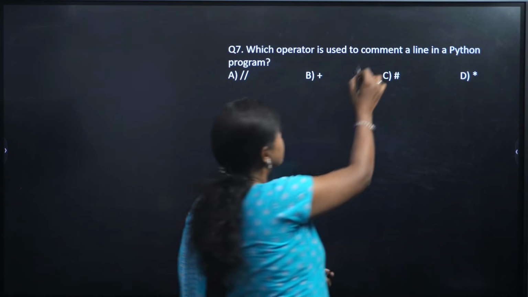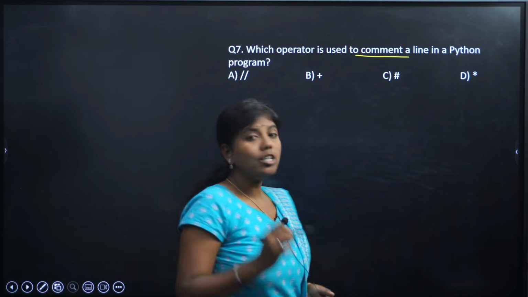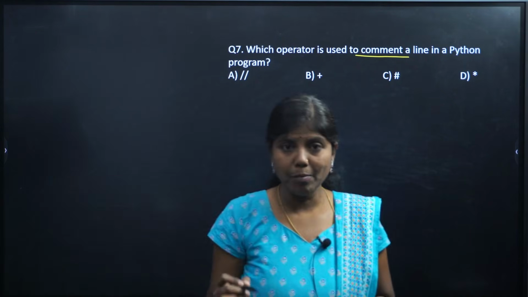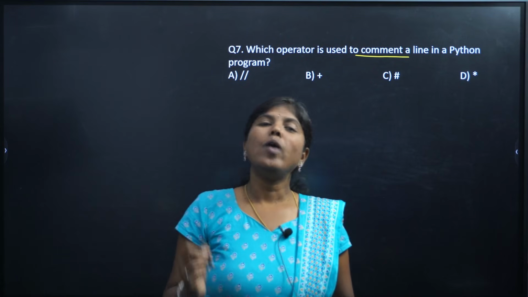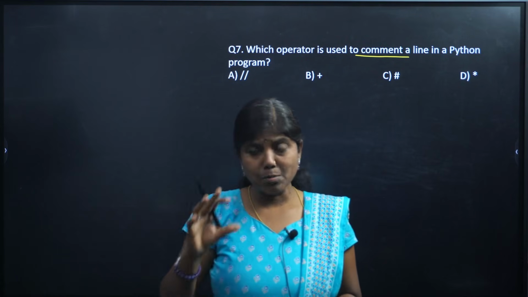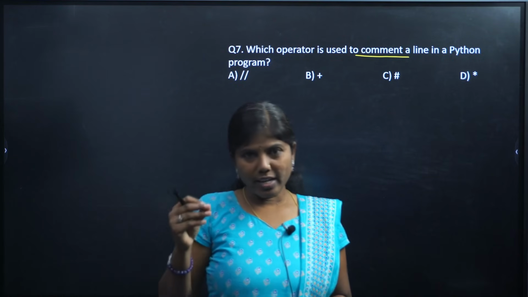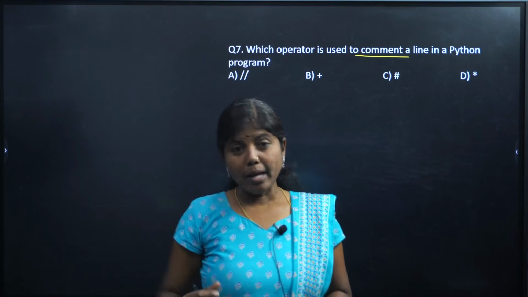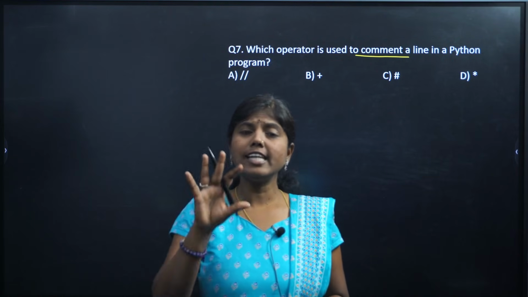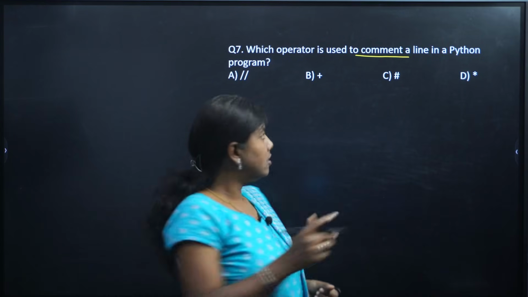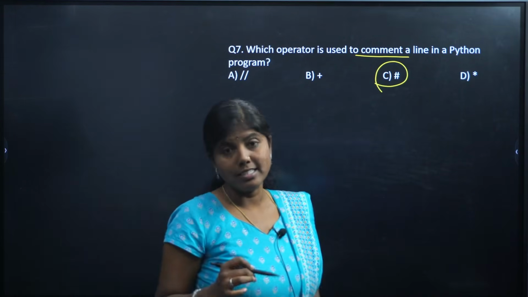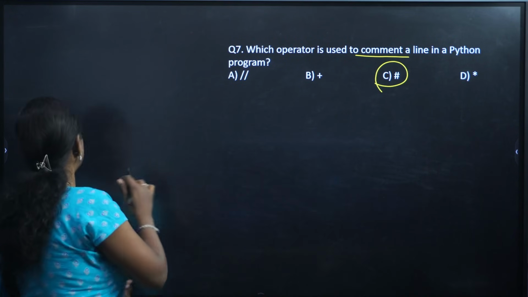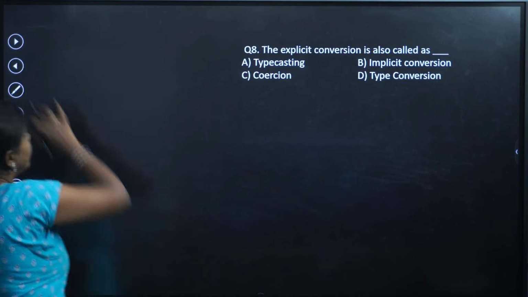What is a comment here? Comments are non-executable statements. They will never execute. Why are they there? Just as an explanatory note, to indicate what exactly the program is doing. It acts as a remark. Clear? So this is the symbol that is used for a comment. Clear? Single line comment, especially. Okay, we'll go with the next question.